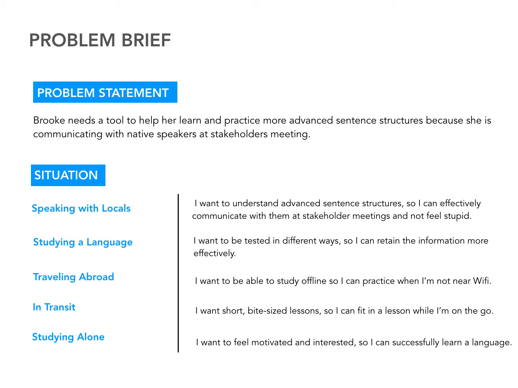Now, in order to create this statement, I had to think about the situations and actions that a user might actually take while using my app. In this case, as you can see with Brooke, she's speaking with locals, she's studying a language, she's traveling abroad, she's in transit, and she's also studying alone. That's just to give a little more context of why and where she would be using this app.